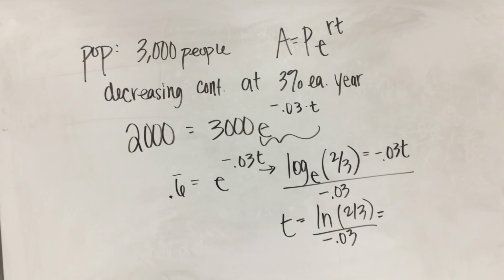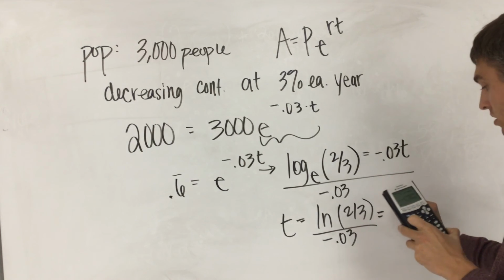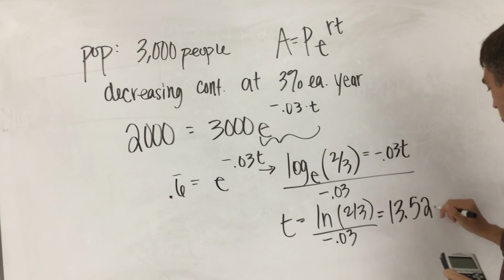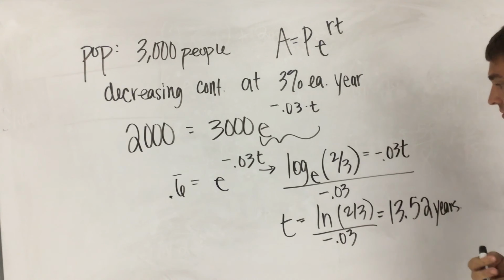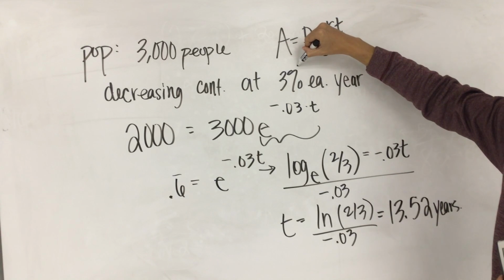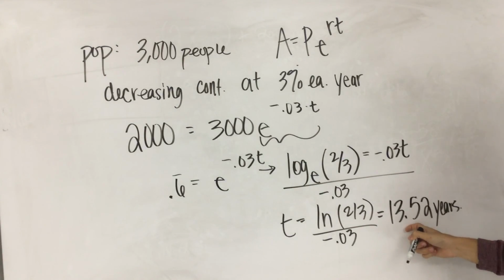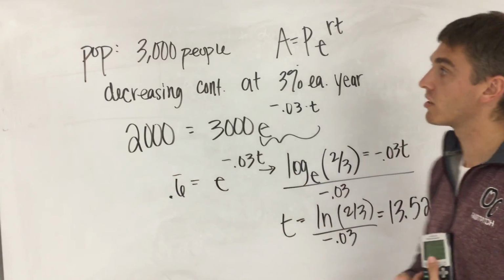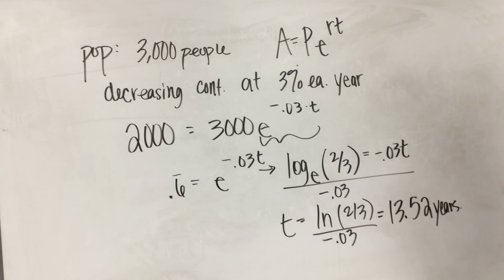So the natural log of 2/3 divided by negative 0.03, just in the calculator, 13.52 years. So if we started with a population of 3,000, decreasing at a rate of 3% each year, after 13.5 years there will only be 2,000 people in the population. Okay. Hopefully this wasn't too confusing for you.